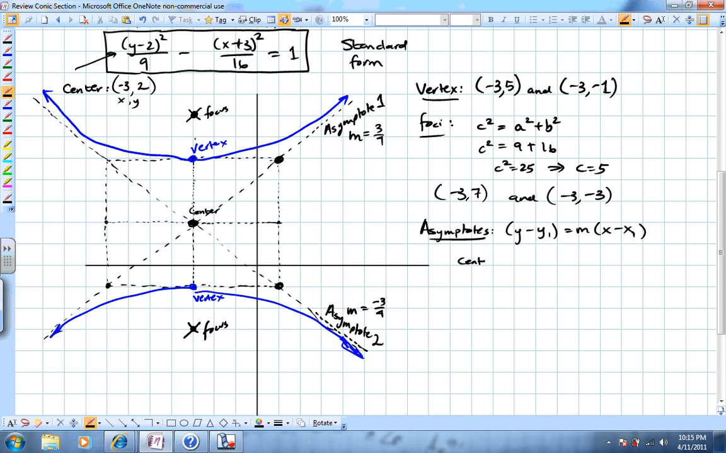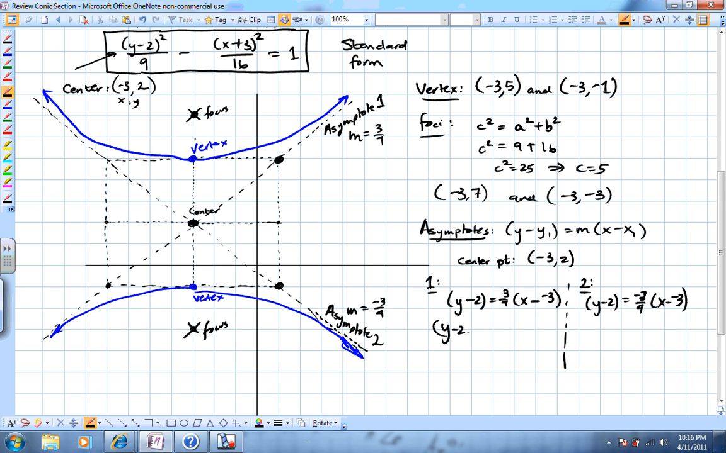I like to use the center point as the point of selection because it is contained in both diagonals. That way I just use the same point for both the equations. Let's start with asymptote number 1. I have y minus 2 equal, again, asymptote 1 had the positive slope, 3/4 times x minus -3. Now, asymptote 2 is going to be a similar process, y minus 2 equal -3/4, that's the slope, x minus -3.